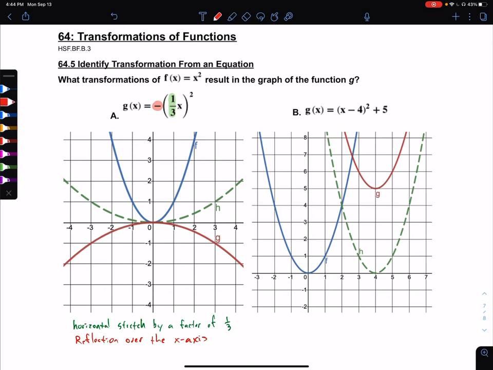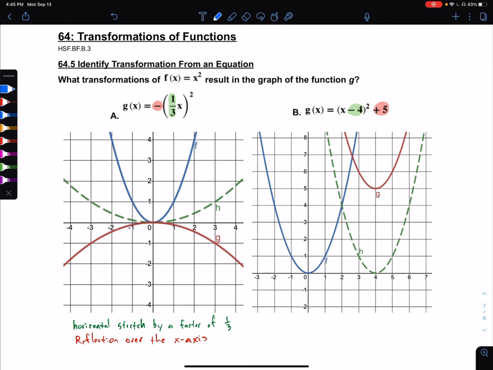So that's it. In part B, we have g of x is equal to x minus 4 squared plus 5. So let's kind of do the same thing. We're going to look at this minus 4, and we're going to look at this plus 5. So the minus 4 is shown as that green dotted line, that green parabola, what we refer to as h on the graph. And you'll see that this is shifted over 4 places.